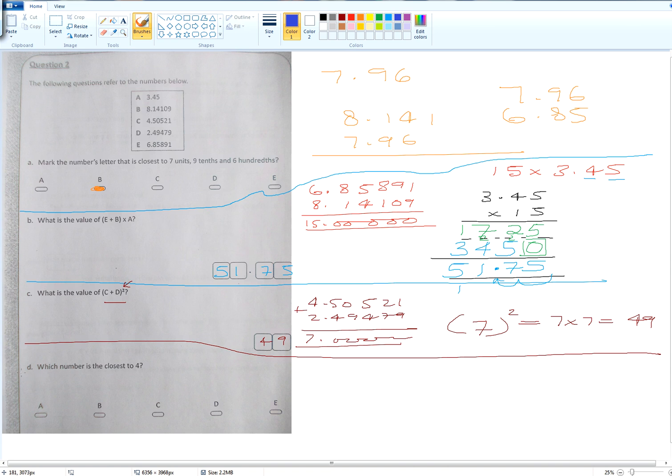So question number 2, part D, the answer is C, which is 4.505. So the answer is C. Do you see the answer is C? Okay, are you happy with that? Have you marked it now? You need to give me marks out of 4. Okay, let me just quickly pause it.